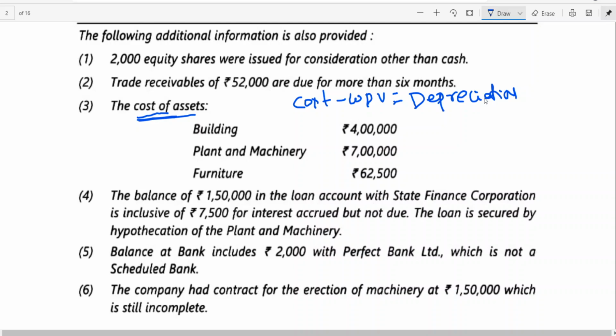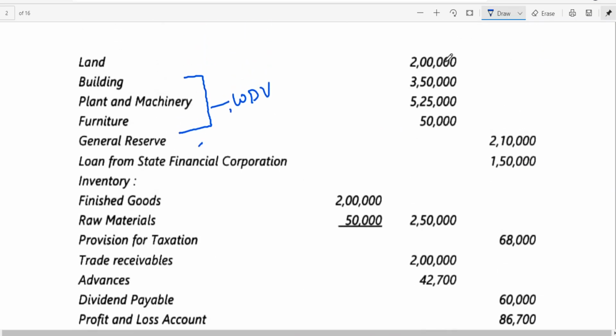In the balance sheet which is to be prepared, when the written down value has been given, it means this is the value after adjusting the depreciation. For this particular problem we shall assume that this depreciation has already been adjusted. So it is written down value after adjusting the depreciation.